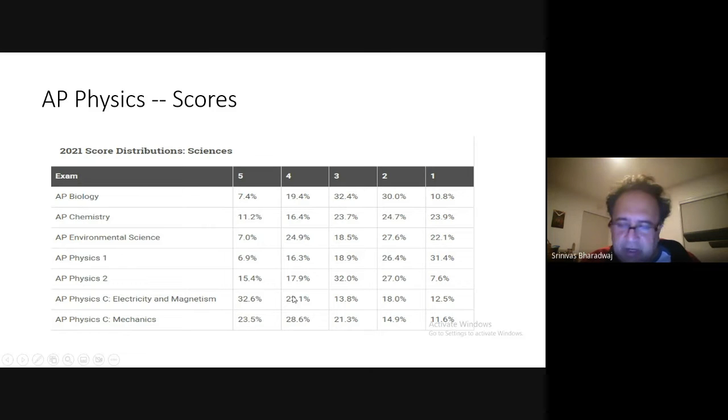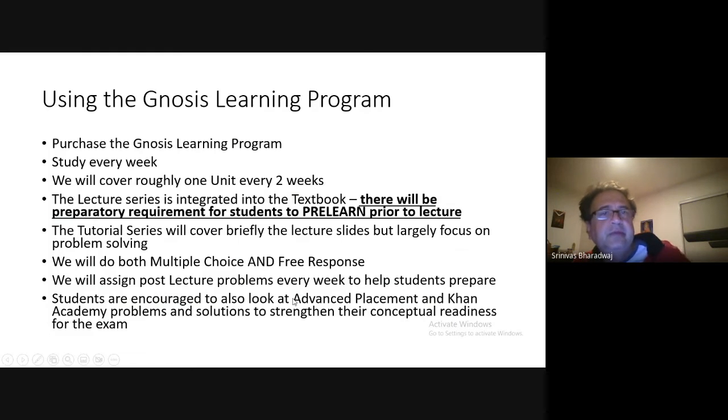That's why you have higher... So typically study every week, purchase the Gnosis Learning Program, or otherwise if you're one of those students who are taking it using the library, the Amazon Fire tablet, which contains all the APs. So that is one way to do it, right? We will try to cover one unit roughly every 2 weeks, so that we keep pace with the course.